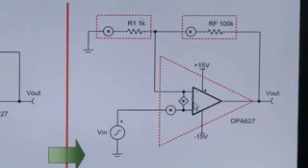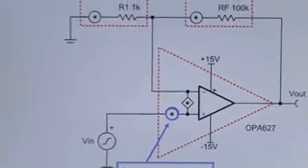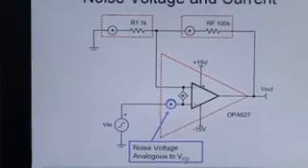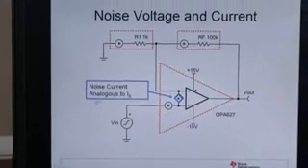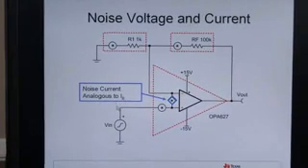Let's take a closer look at the amplifier. The noise voltage source is actually analogous to an offset voltage. The noise current source is actually analogous to the bias current of the amplifier.